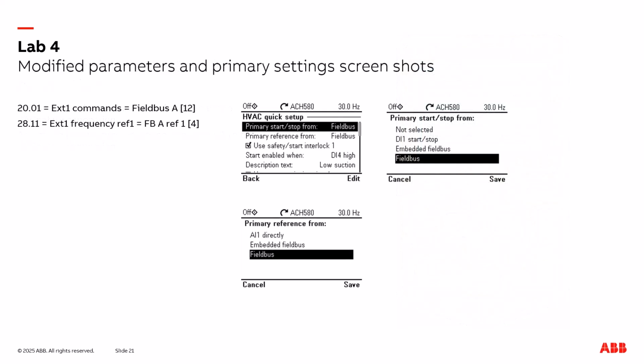To conclude Lab 4, here are the two new parameters that are added to the modified parameter list, parameters 20.01 and parameter 28.11. And here are some screenshots, as usual, to show where I made the adjustments under HVAC quick setup to set up the drive for run stop and frequency reference over fieldbus or BACnet IP.